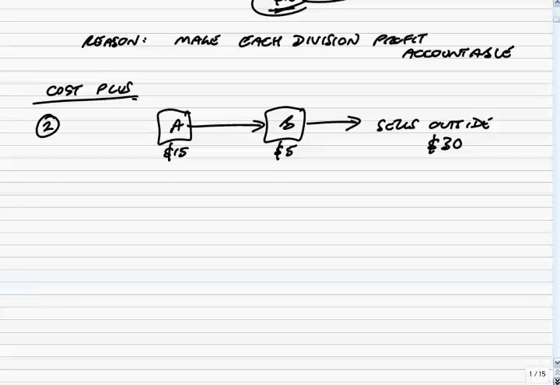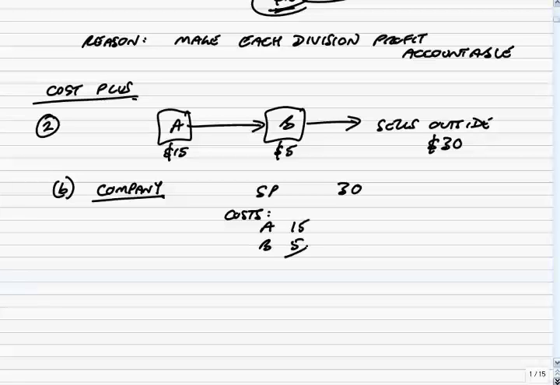Well, I'm going to do the question in a slightly different order. First of all, I'll do part B. For the company as a whole, what profit do we make? And as I've kept saying, there is only one company. And so the company, overall, the selling price is 30. There are costs in A of 15 and in B of another 5. The company is making a profit of $10 a unit.